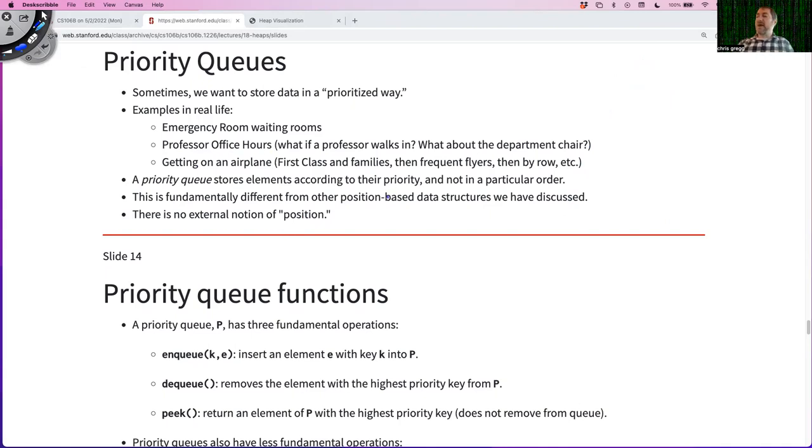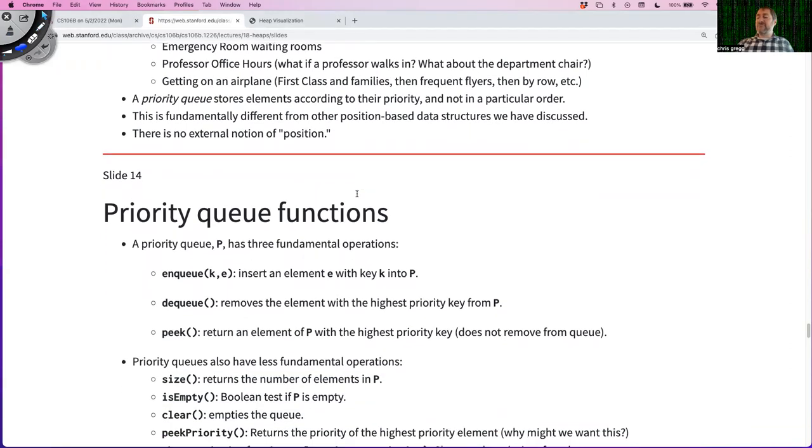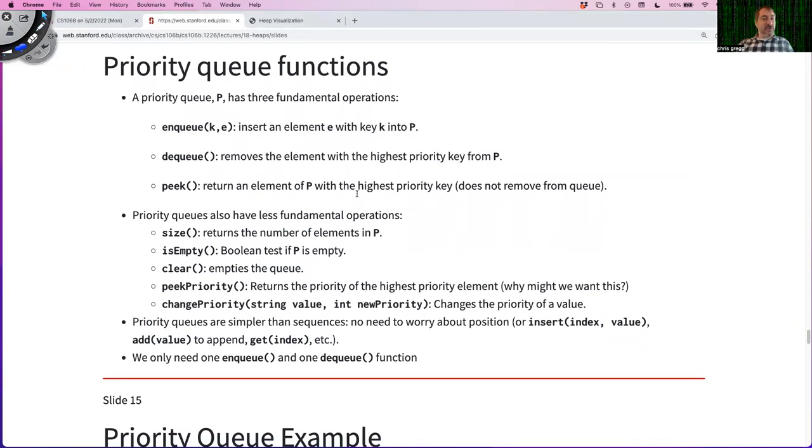Priority queues have three functions. Oh boy, they're the ones we just built for our heap: enqueue, dequeue, and peek. They also might have size, isEmpty, clear, all those things.